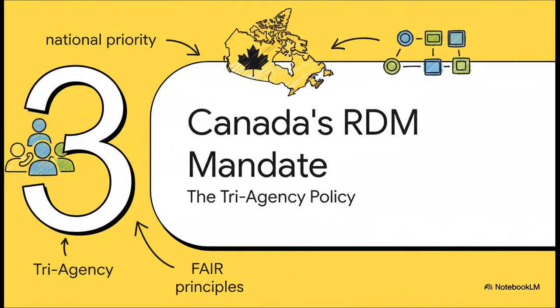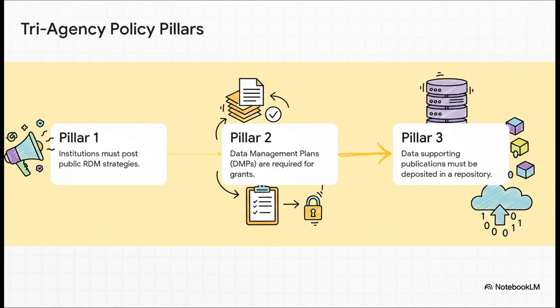Now, you might be wondering, okay, why should I really care about this? Well, for Canadian researchers, this is a big deal because it's now a national priority. It's all laid out in the Tri-Agency Research Data Management Policy. The policy itself really boils down to three main pillars, and they're pretty straightforward.